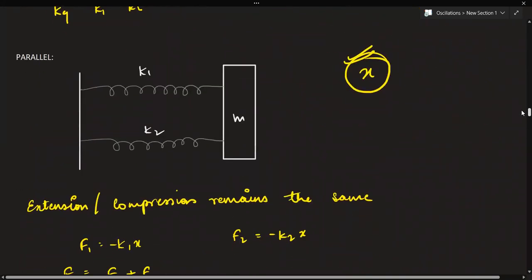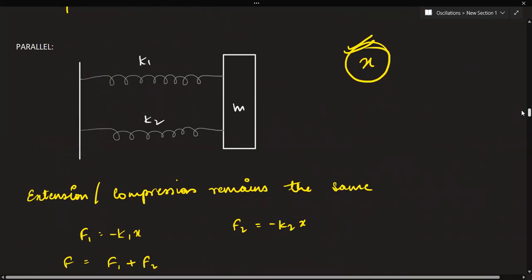Now see, if the springs are connected in parallel, you have to remember the extension or the compression remains the same. Means the value of displacement that we are talking about, that is X, will be constant in both. If the first spring extends by X amount, then the second spring will also have an extension of value X. But what will it differ in? Force. Now the force won't be the same F for both of them.